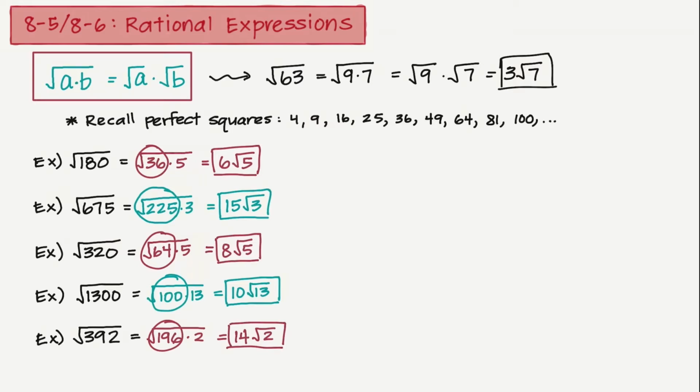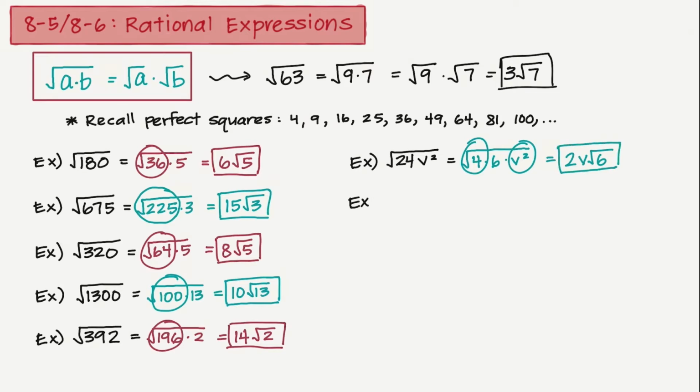Now some of our problems today are going to involve some variables as well. So our next problem is to find the square root of 24v squared. So again, I'm going to break this up so that it is the square root of 4 times 6 times v squared. Square root of 4 is 2, square root of v squared is v, and I'm left with radical 6.